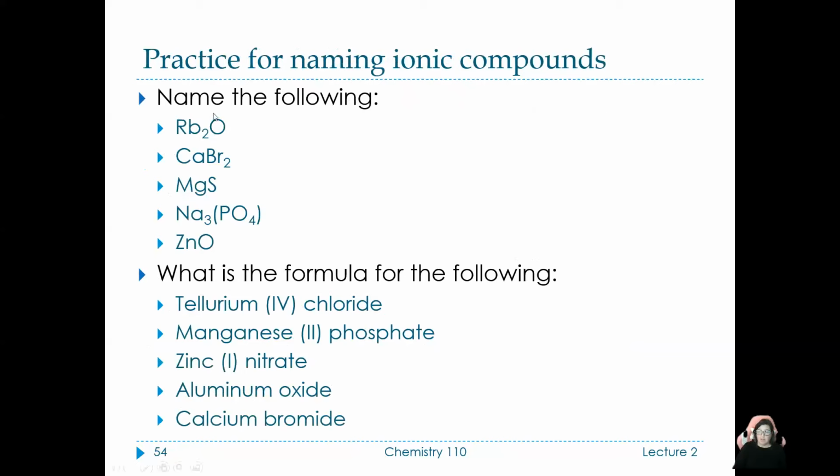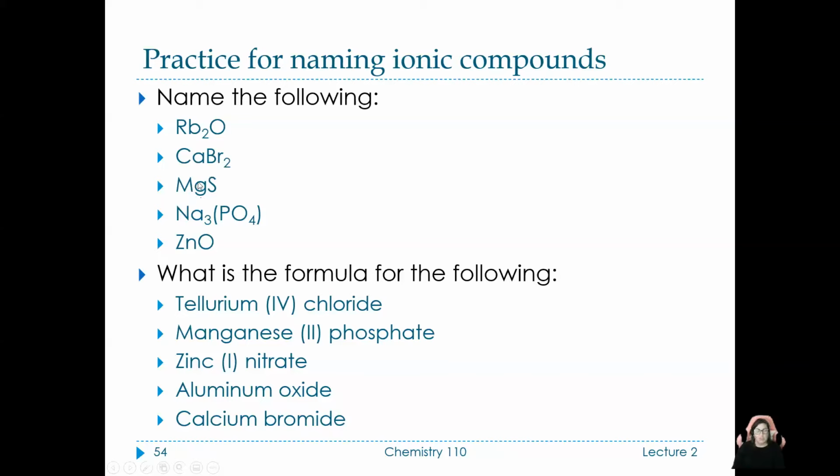Now let's practice naming ionic compounds. So Rb2O. Rb is rubidium, and that's rubidium oxide, because again, rubidium is in group 1. So it loses 1 electron to become Rb+. And since oxygen is 2-, we have to have 2 of them. So this is rubidium oxide. Now, calcium is Ca. We know that's in group 2A, so it becomes Ca2+. And bromine, so it's calcium bromide. And there are 2 bromides because of that charge.